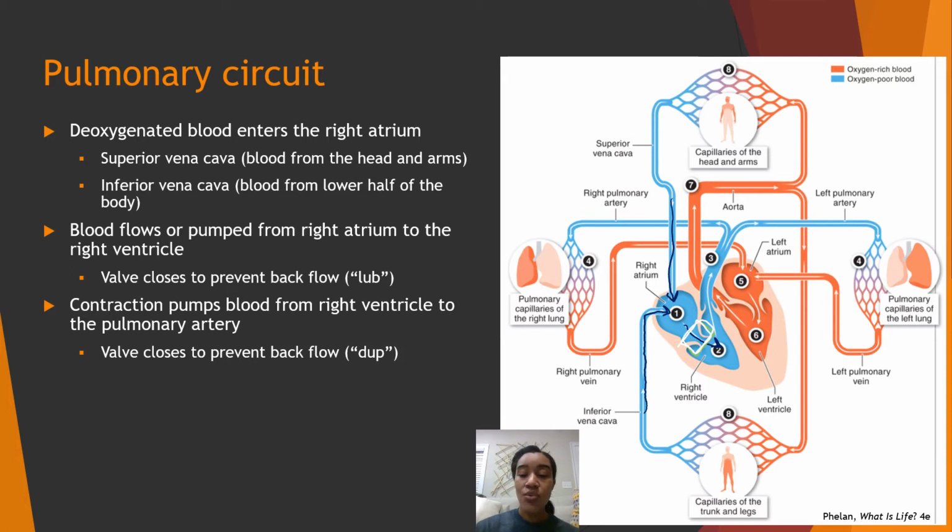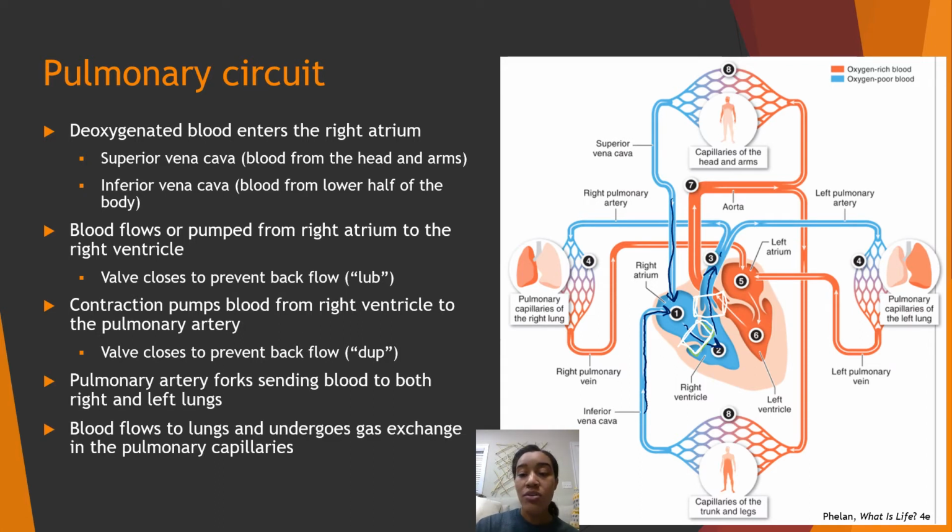And so then the right ventricle will contract and it will push the blood from the right ventricle into the pulmonary artery. And once this contraction is complete, there's another valve that's located here that will close. And when this valve closes, it makes that dub noise that you hear in lub dub, right? And so this prevents backflow of deoxygenated blood from the pulmonary artery back into the ventricle, because if it backflows, that can cause problems. So then the blood travels from the pulmonary artery, and then the pulmonary artery will branch into 2 sides, creating the right and left pulmonary arteries.